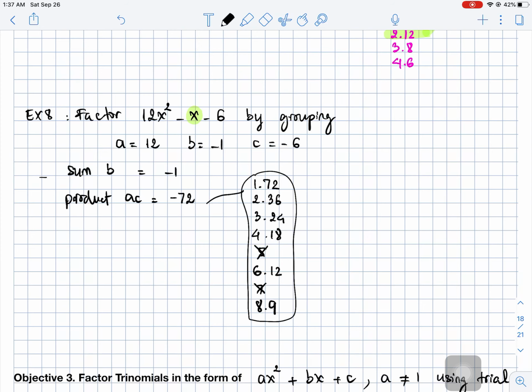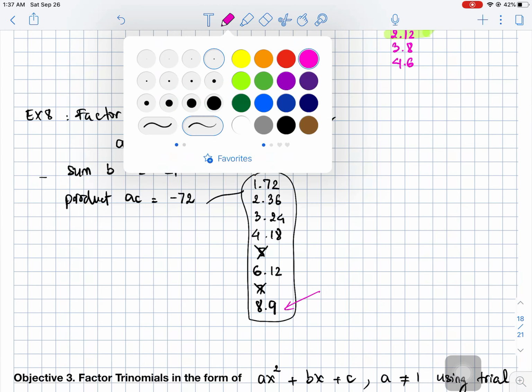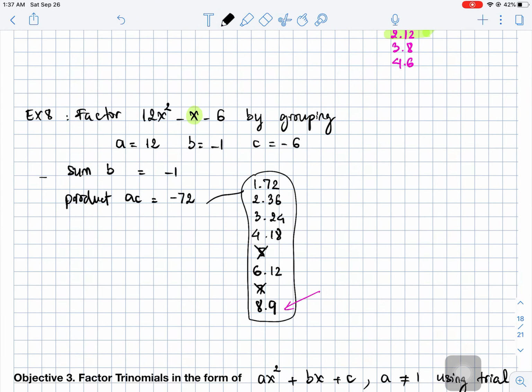We need the difference between the two numbers to be 1, or negative 1. So you look at the 8 and 9. The difference between 8 and 9 is 1. So we will break the negative 1x into 8 and 9: 12x squared, minus 9x plus 8x, and then minus 6. We need to have a negative 1, so minus 9 plus 8.